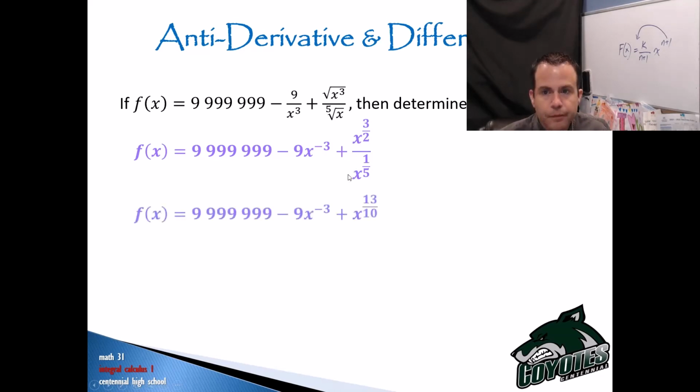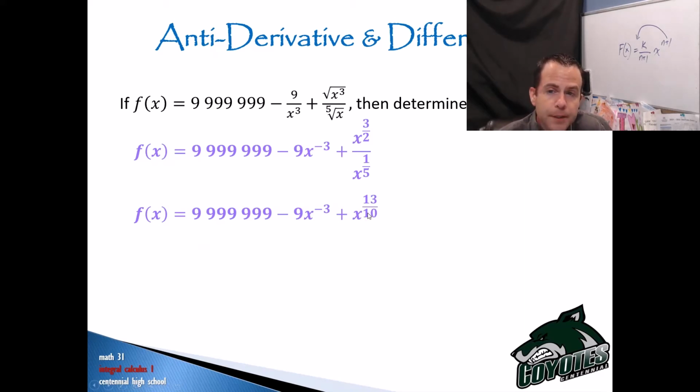So again, I've just cleaned all this up. Now I haven't taken the antiderivative yet. I'm just cleaning up the derivative. So now this will be 9x. This has to go up to -2, which means this will be -9 divided by -2, which will be positive 9/2.